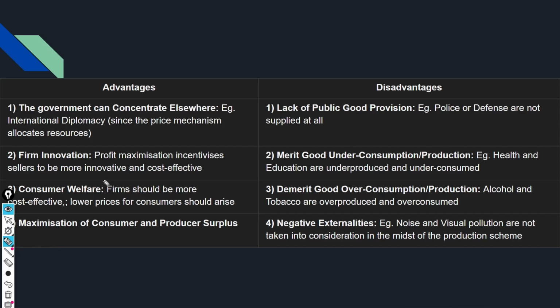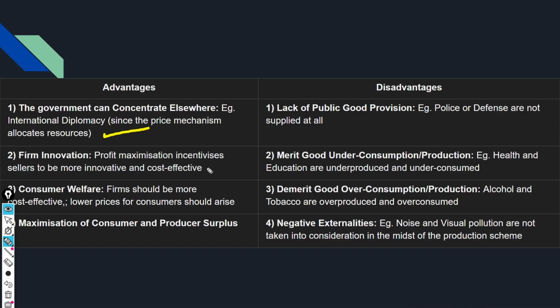So, an advantage obviously is that governments can concentrate elsewhere, since governments aren't responsible for any of the price mechanisms and implementing the price, so they can put the effort somewhere else. And since profit will be the main incentive for businesses, they will be more innovative and they'll try to develop new products to become more cost effective, to ultimately lead to more profits. And another thing is consumer welfare. Since they'll become more cost effective, there should theoretically be lower prices, but most of the time this is not true, since they'll keep the same prices and maximize their profit.